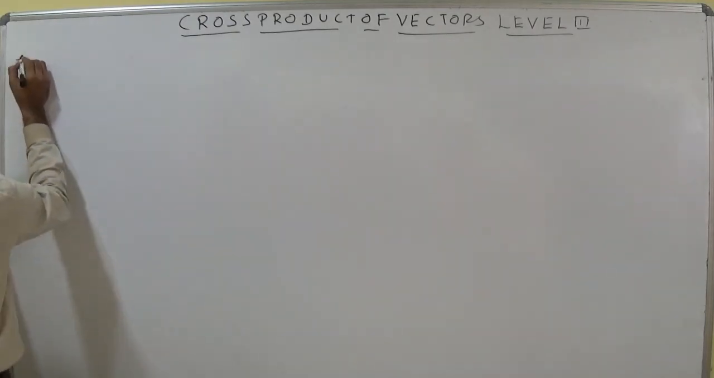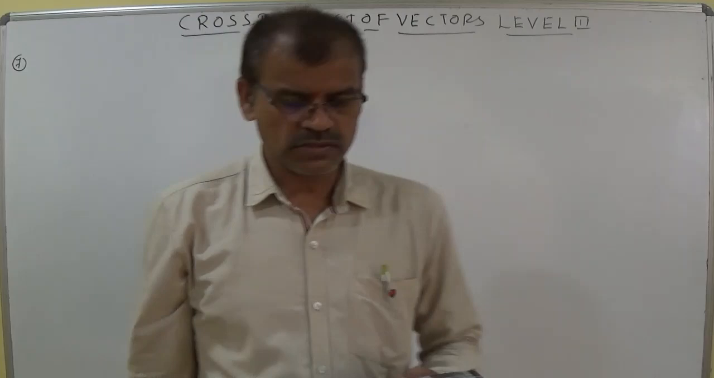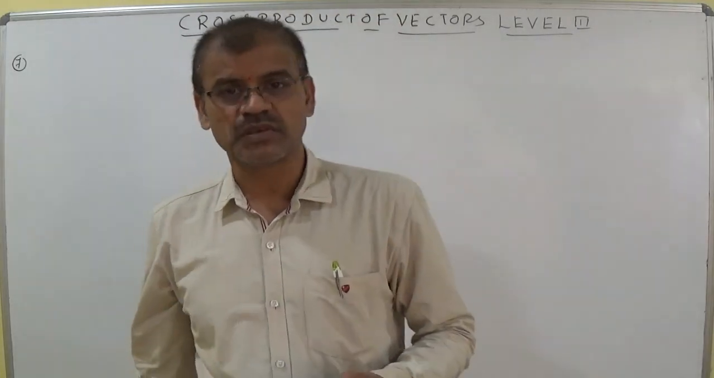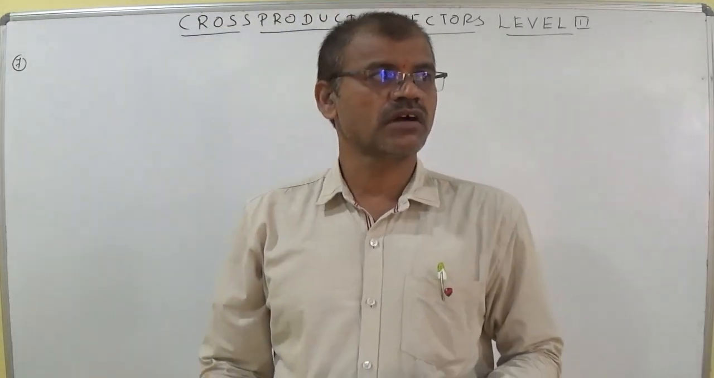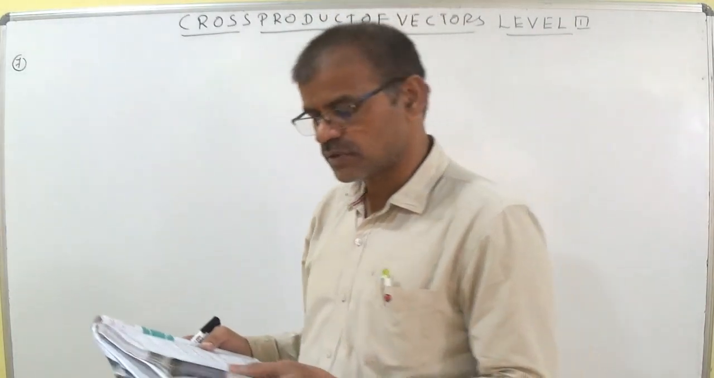He has given, let A bar, B bar are unit vectors. He did not discuss about C bar. Don't confuse that. C bar is not a unit vector. A bar, B bar are unit vectors and C bar satisfies a given condition.